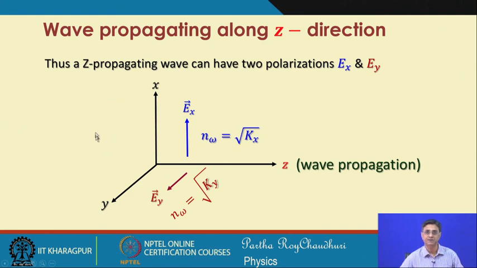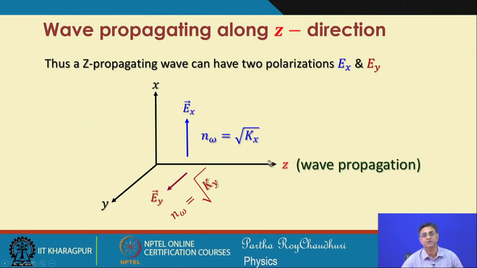So, we can now find that when the wave is travelling along the z direction, this wave can see a refractive index which is along the x direction and given by this permittivity square root, and the electric field is along this x direction. This wave, because it has two solutions, can have a refractive index value n omega equal to under root of k y, and the electric field is directed along E y.